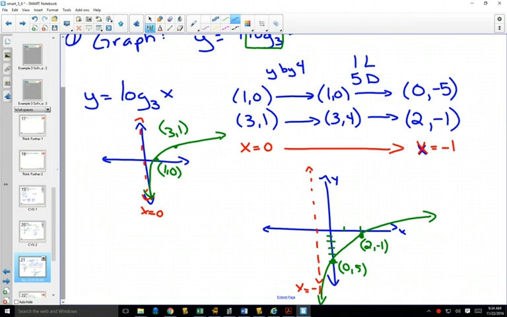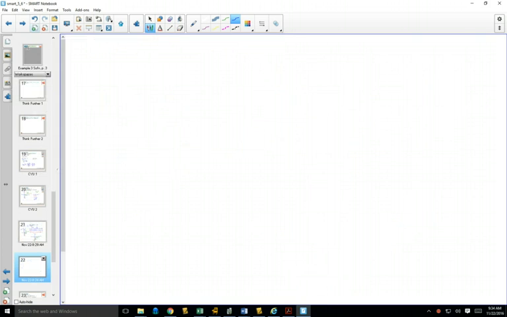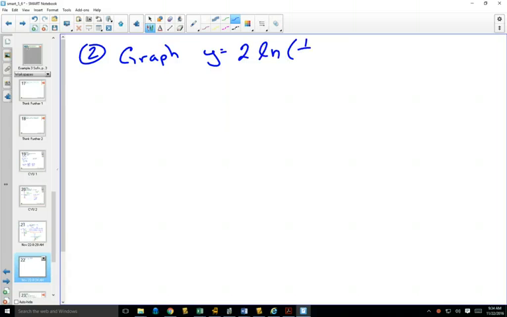For our second example, we're going to graph y equals 2 natural log of (1/2 x plus 2) minus 3.